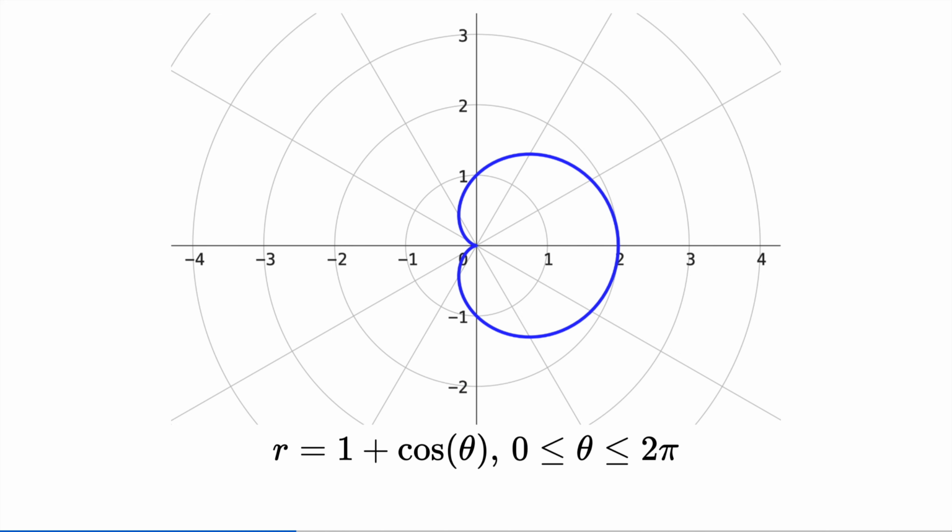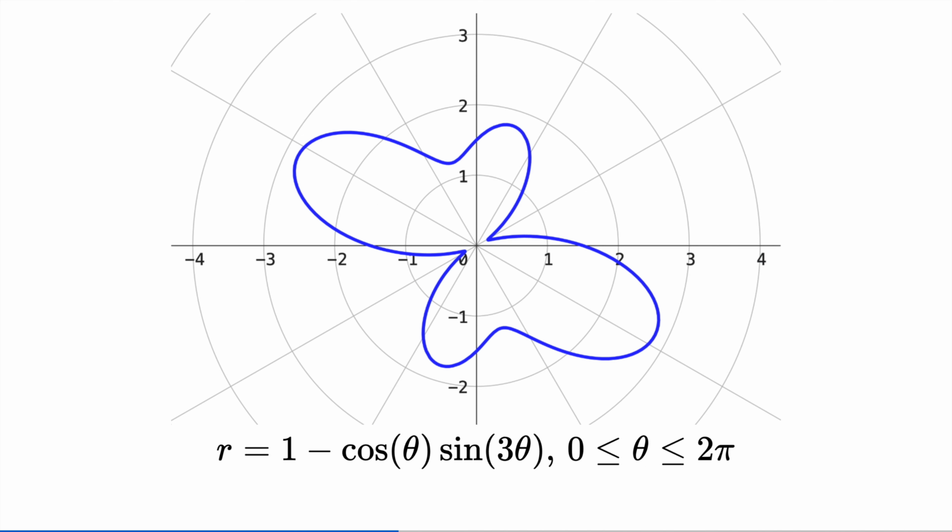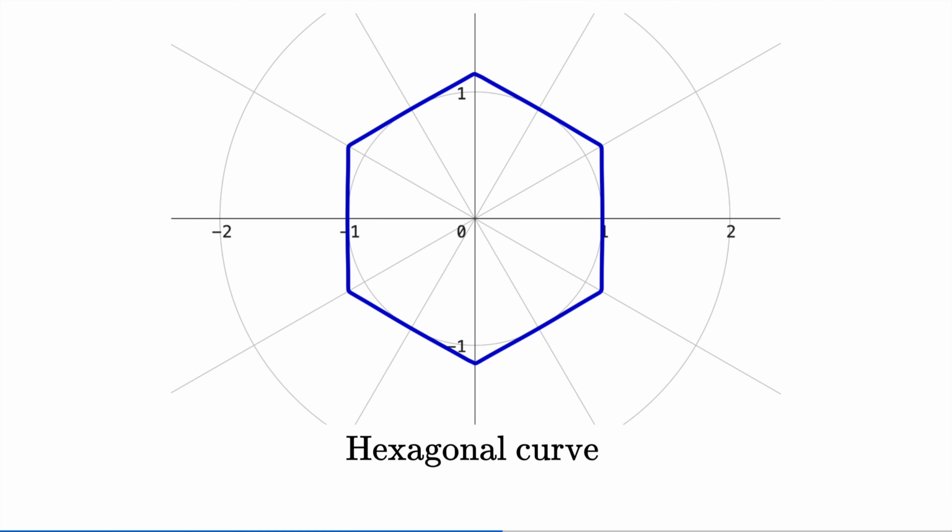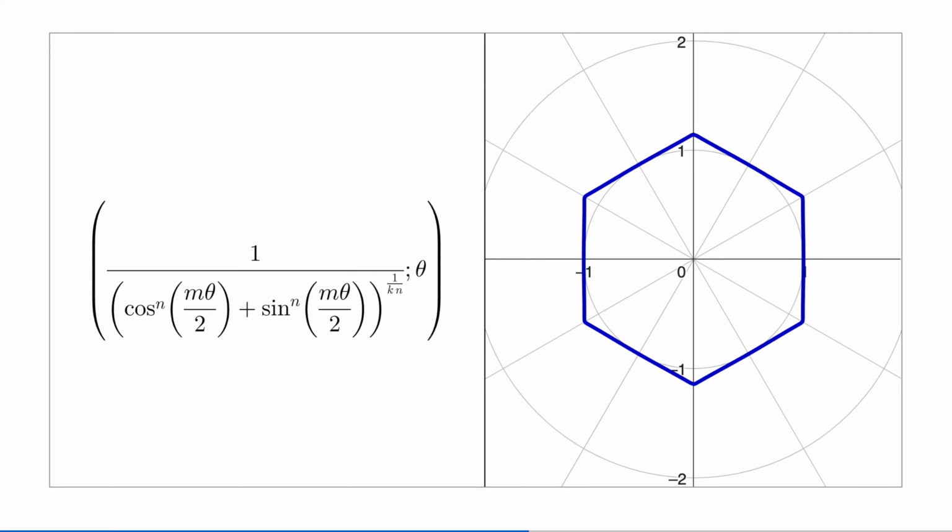There is a great variety of amazing curves that we can explore using polar coordinates. But the one we are interested in today is the hexagonal curve. This curve is defined with the following polar equation. Here n is equal to 50, k is equal to 2.5, and m is equal to 3. Also the value of theta is between 0 and 2 pi.